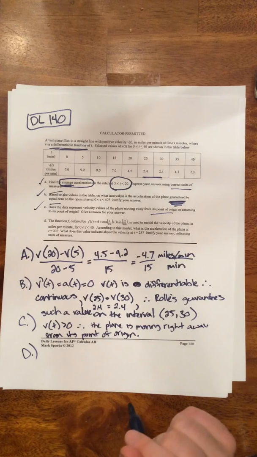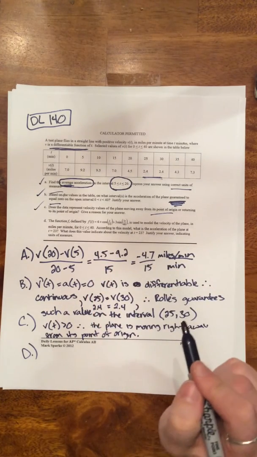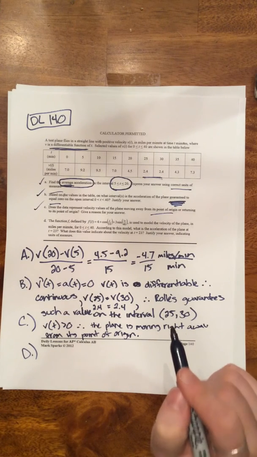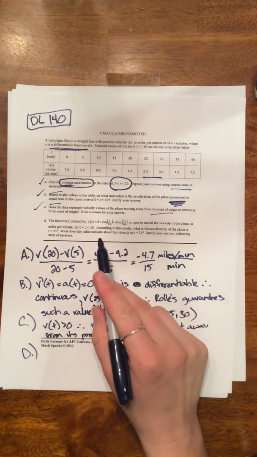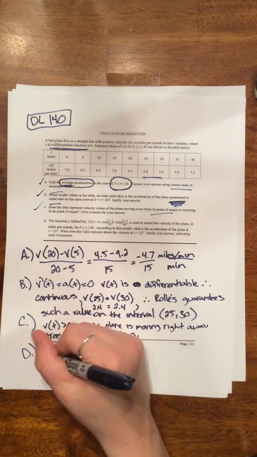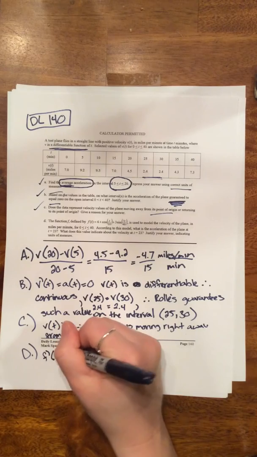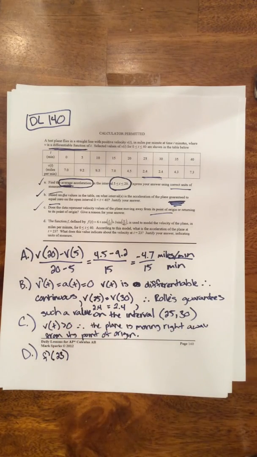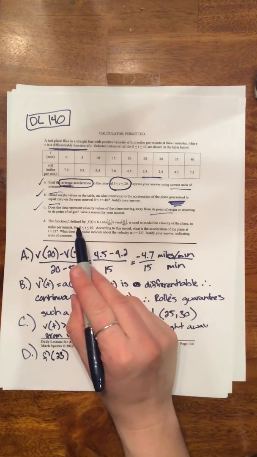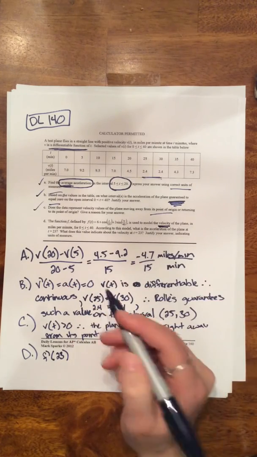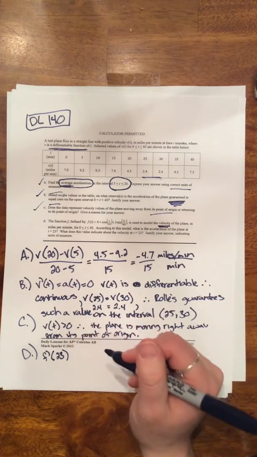Okay, the next one: the function f is modeled by this f of t. Then it says, according to this model, what is the acceleration of the plane at t equals 23? So if I'm given this, what I'm really finding is f prime of 23, because the function f is used to model the velocity. The derivative of velocity is going to be acceleration.